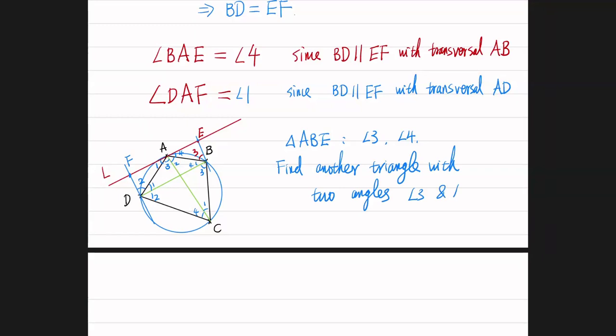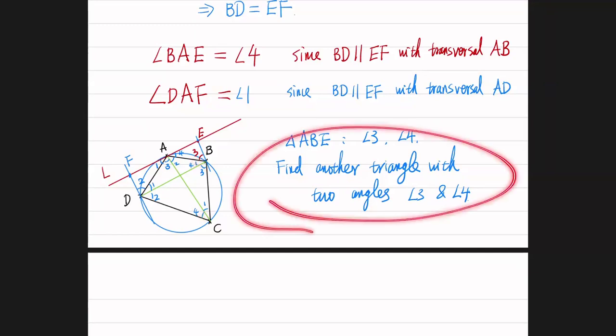Okay, which triangle also has these two angles, 3 and 4? We see 3 here, 3 here. Which one works? We need to find angle 4. Angle 4 here, angle 4 there.